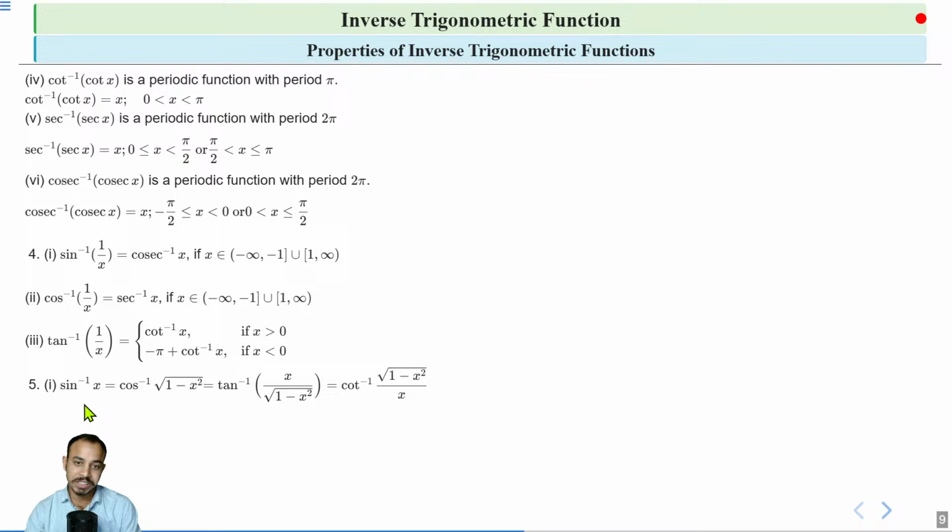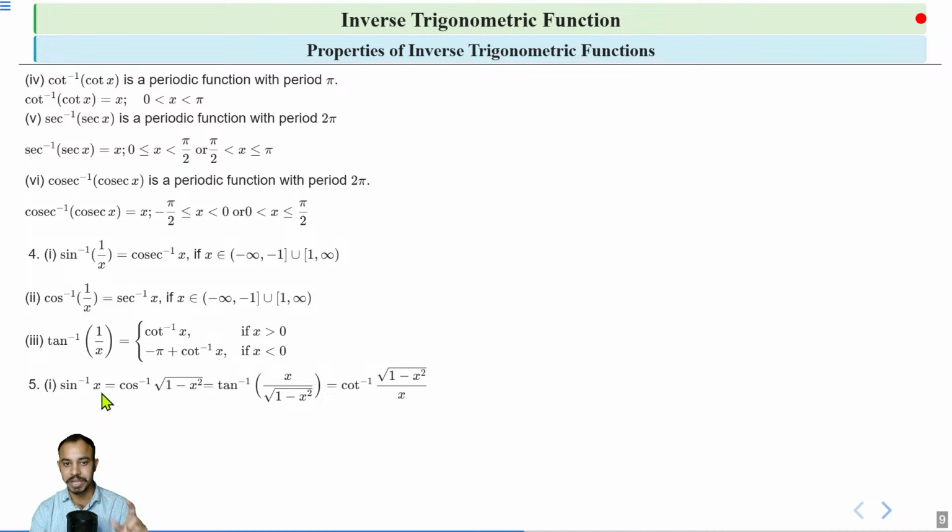Now sine inverse x. Sine inverse x can be written in terms of cos inverse x as sine inverse x equal to cos inverse of square root of 1 minus x square. And this can be written in terms of tan inverse as tan inverse of x by square root of 1 minus x square, and you can write it as cot inverse of square root of 1 minus x square by x. So first you have sine inverse of x.